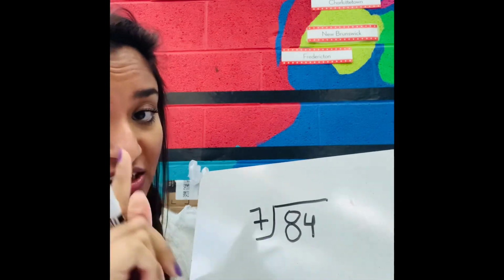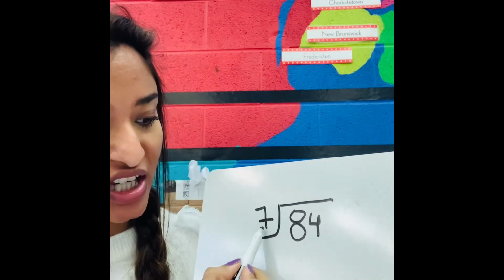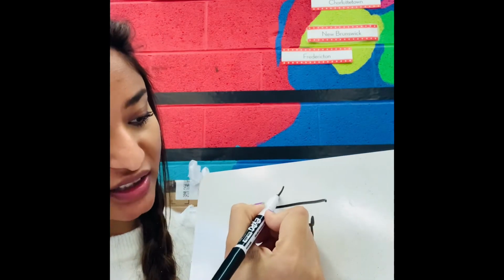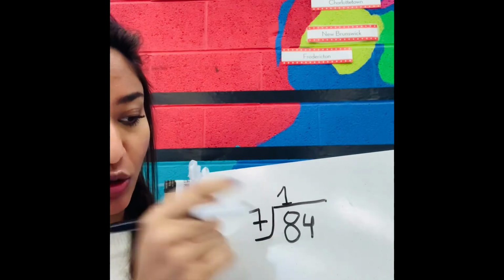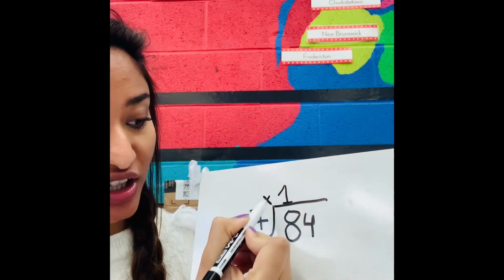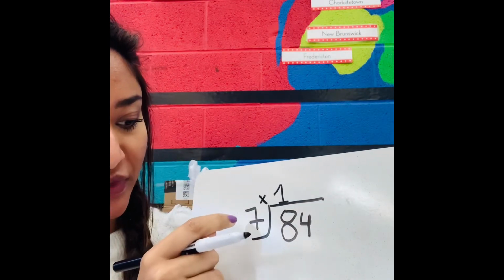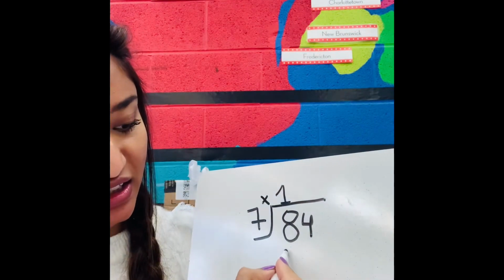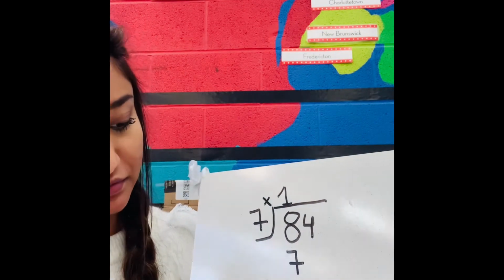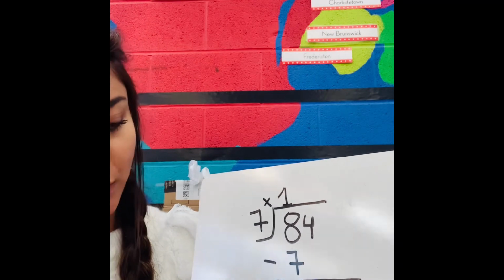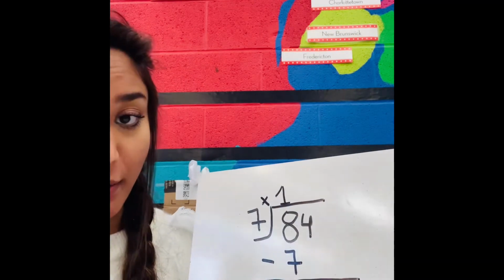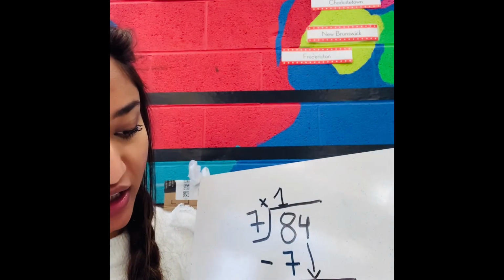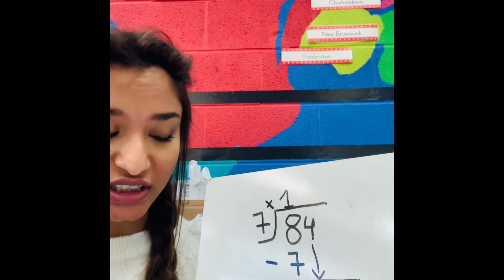So let's begin with only one number at a time. How many 7s do we need to make this 8? We need 1 7, right? So my whole number went up. Then I need to remember, I need to multiply my whole number to the number I'm dividing by. So 1 times 7 gives me 7. I subtract, I'm left with 1. Am I done? Not at all. I need to bring my 4 down. Now it's become a 14.